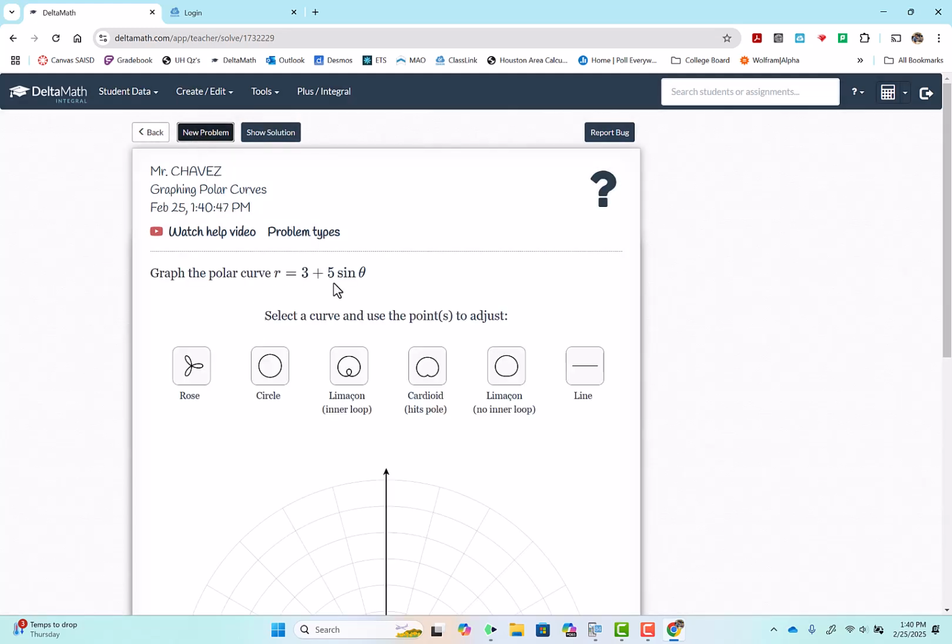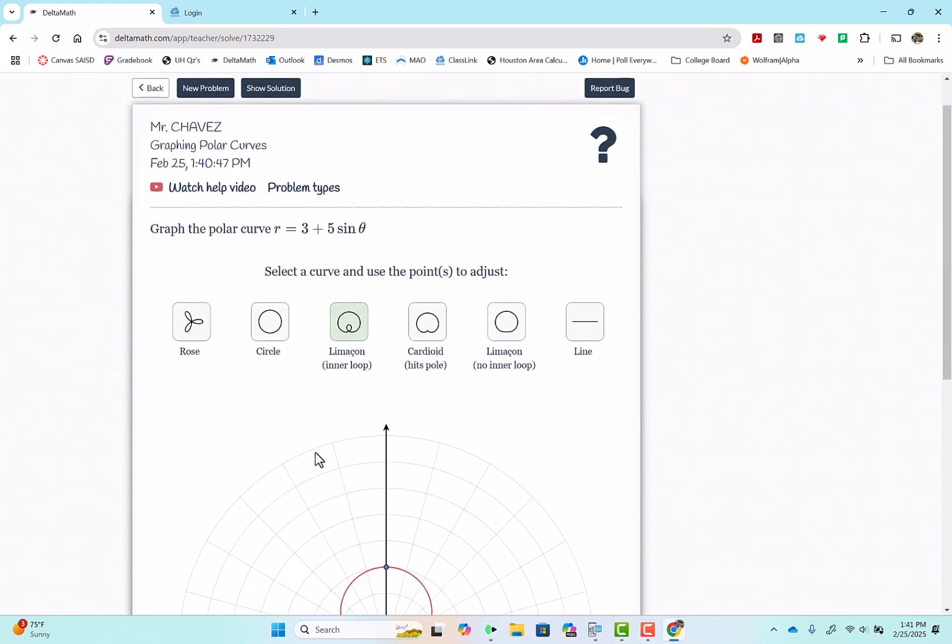3 plus 5 sine theta, that's going to be a loop, because r is going to be changing signs. Do you guys see that? So it's going to create a loop. But guys, you just got to put a little bit of thought. Not a lot, just a little bit.